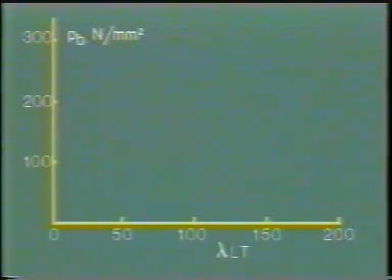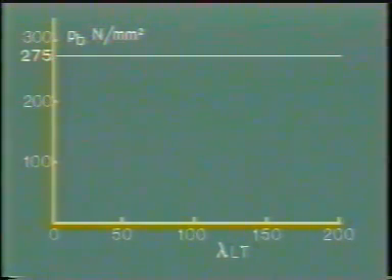Consider the following plot. The vertical axis is material bending strength, PB, in newtons per millimeter squared. The horizontal axis is lambda LT, which may be thought of as a lateral torsional slenderness. Clearly, for steel which has a design yield strength of 275 newton per millimeter squared, this value represents a limit beyond which the material may not be used whatever the slenderness. Conversely, whatever the material yield strength, the beam can still fail by lateral torsional instability.